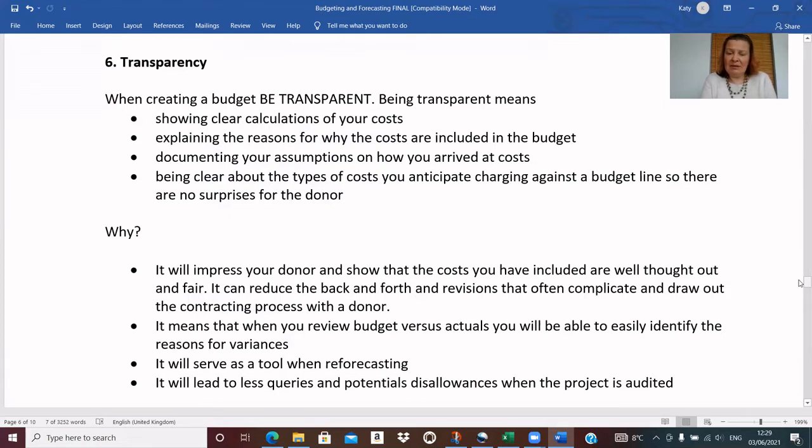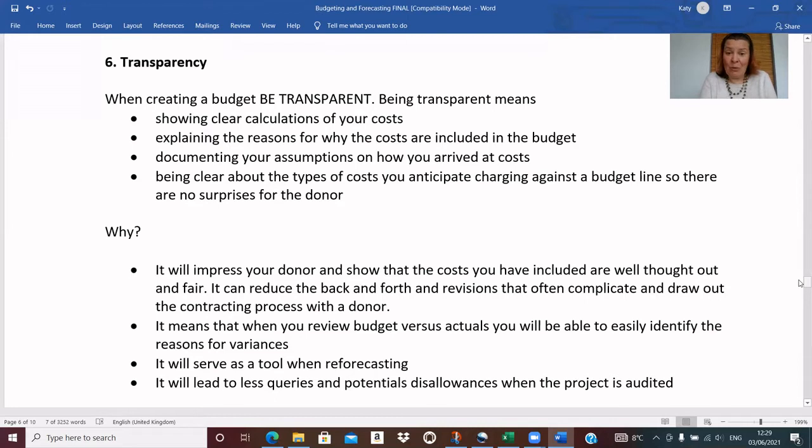So within budgeting, being transparent means showing clear calculations of your costs, explaining the reasons why the costs are included, documenting your assumptions, and being clear about the type of costs you anticipate charging against a budget line, so there's no surprises for the donor.